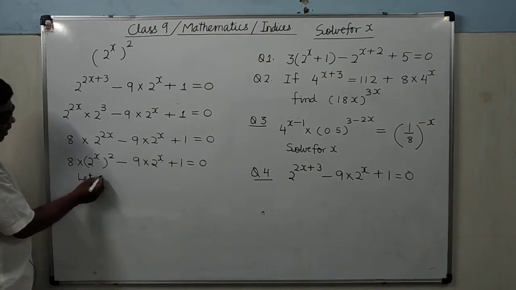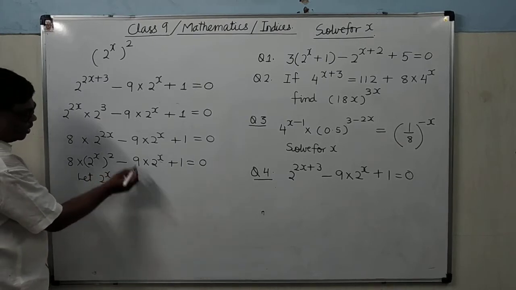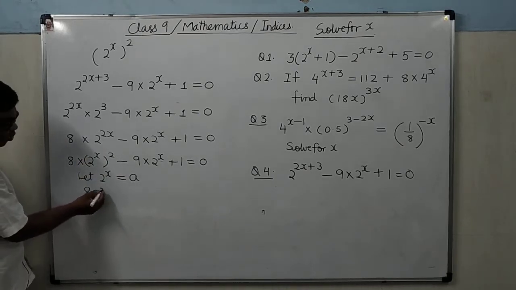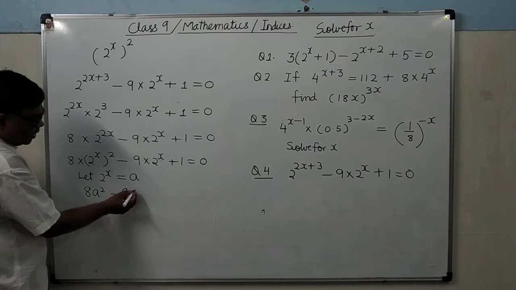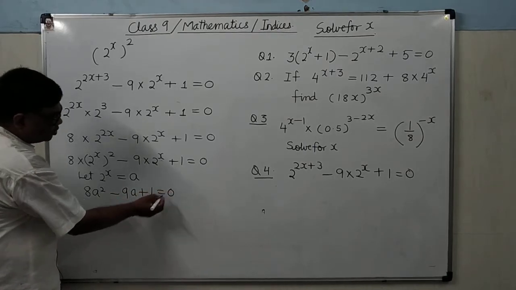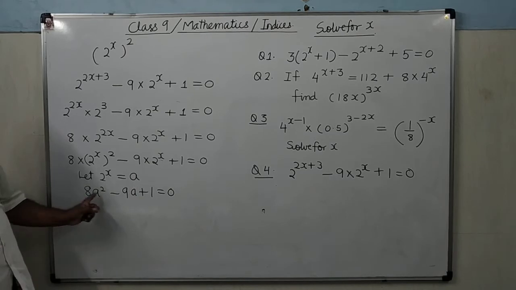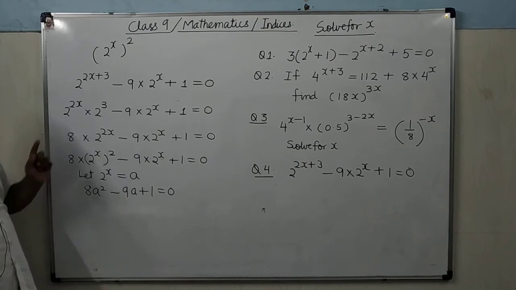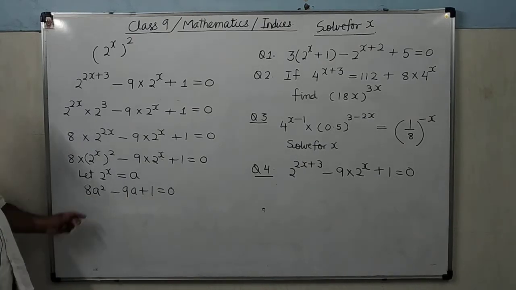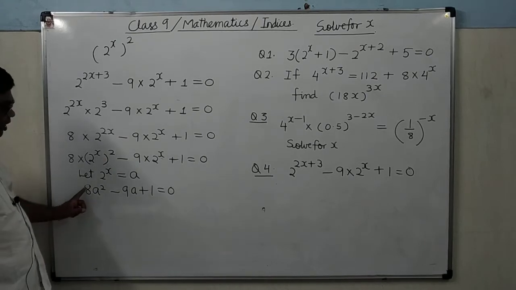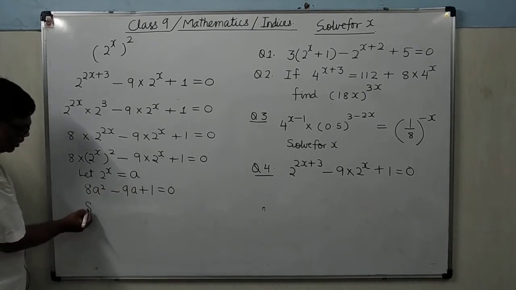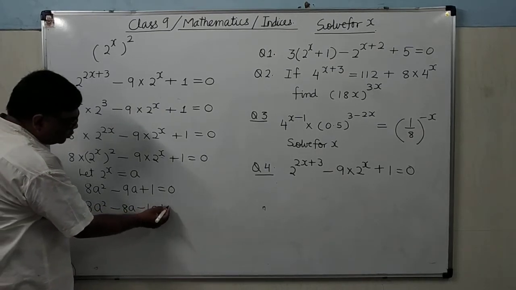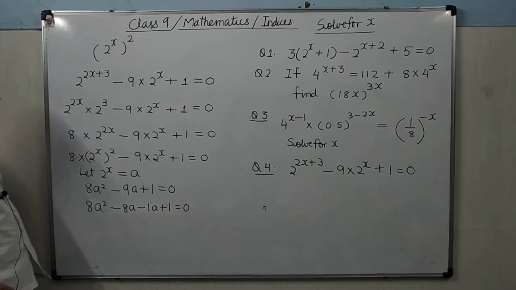Let 2 to the power x equals to a. You have taken it equal to a. So what will happen? It will become 8a square minus 9a plus 1 equals to 0. Now it is very easy to solve this equation. How will you solve? You will first of all factorize it by splitting the middle term. So here 8 into 1 is 8. So what will you do? 8a square minus 8a minus 1a plus 1 equals to 0. You will split the middle terms.